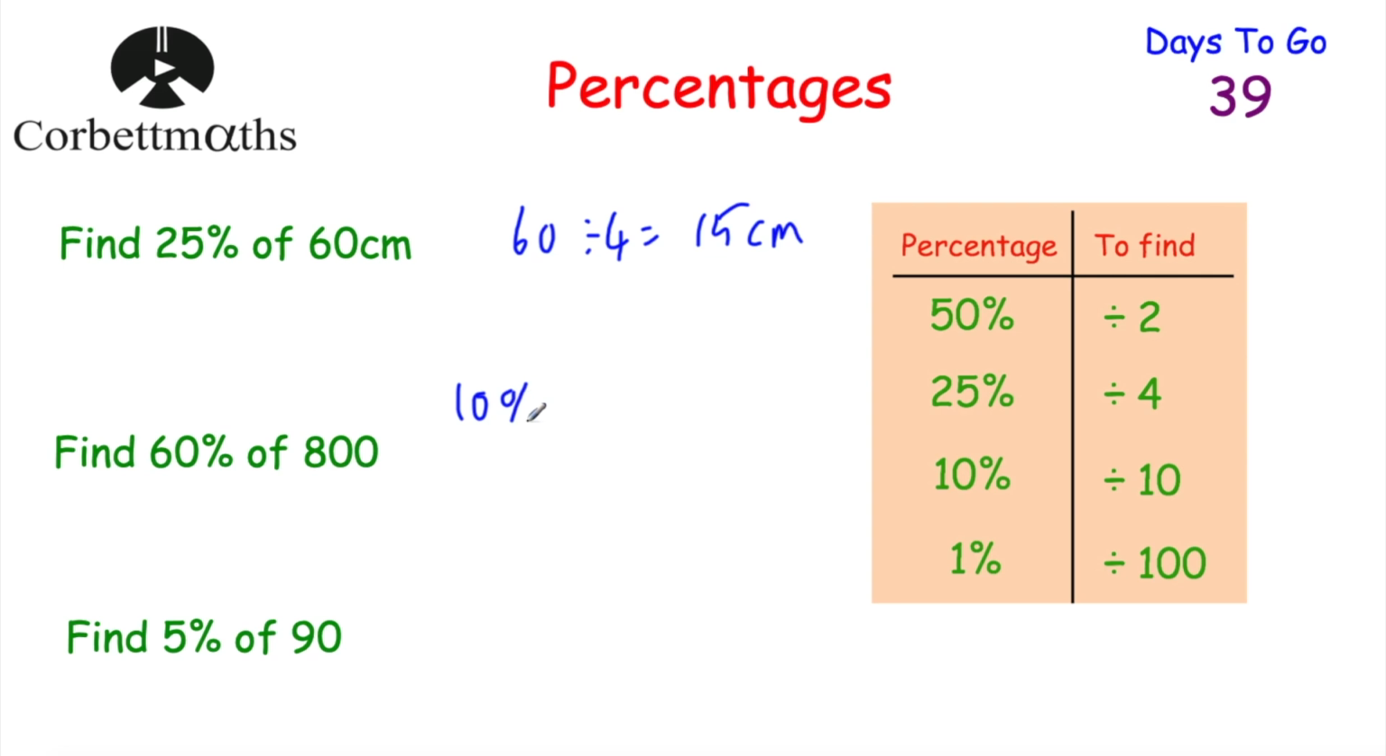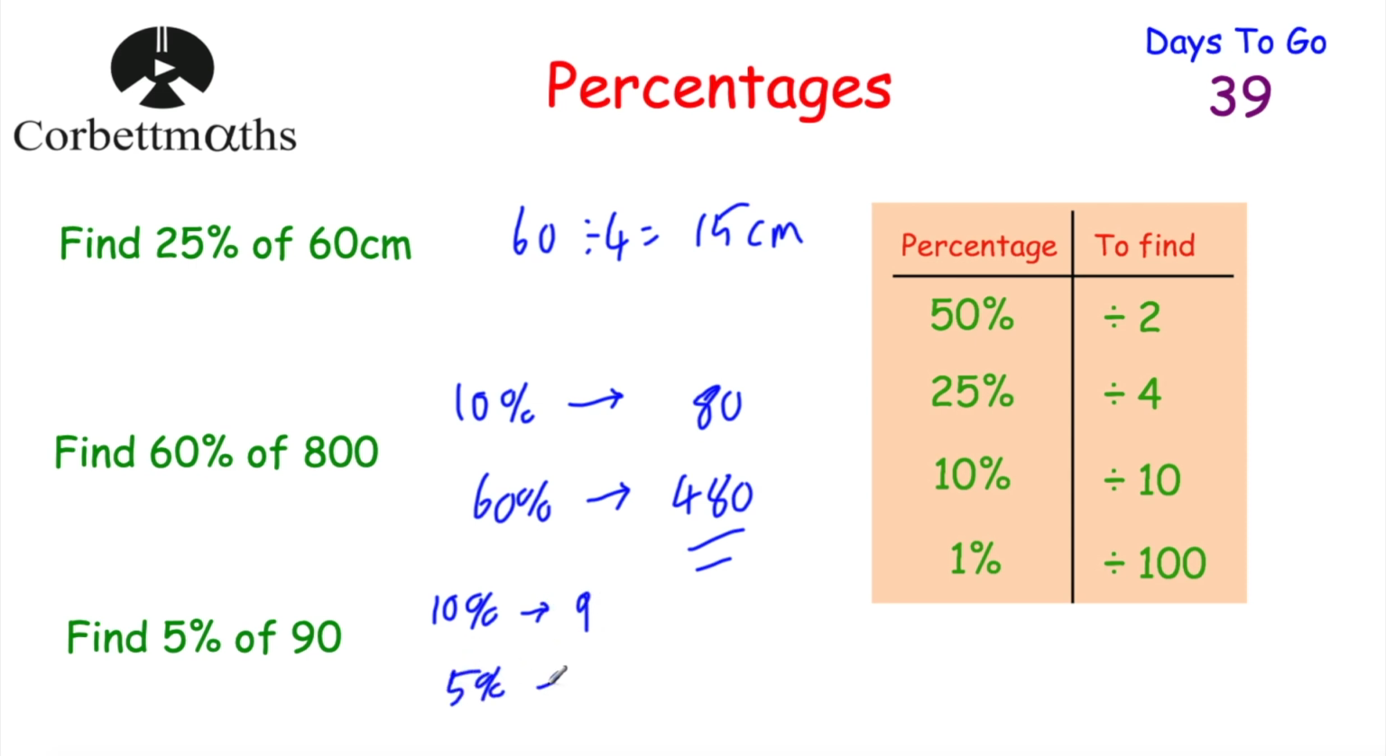Alternatively, you could find 10%. So 10% would be equal to, divided by 10, 80. And then if we want 60%, well, that's just going to be 6 lots of 10%. So if we just multiply this by 6, that's going to be equal to 480. And finally, 5% of 90, well 10% of 90 is equal to 9. So if we want 5% of 90, that'd be half of that, which is equal to 4.5. So the answers are 15 centimeters, 480, and 4.5. And hopefully you got those.